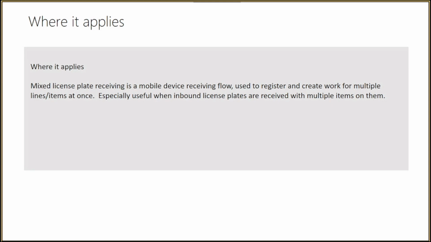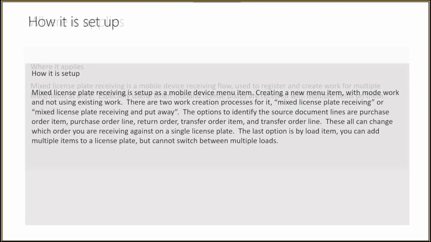I think that is very clear what we are trying to achieve with this. And the question before the demo is how do we set this up? Well, we all know that already. The mixed license plate item, as such, is a menu item for the barcode scanner menu. It's set up as all others with a work, but not the already existing work. It will create work at the end, so it's indirect.